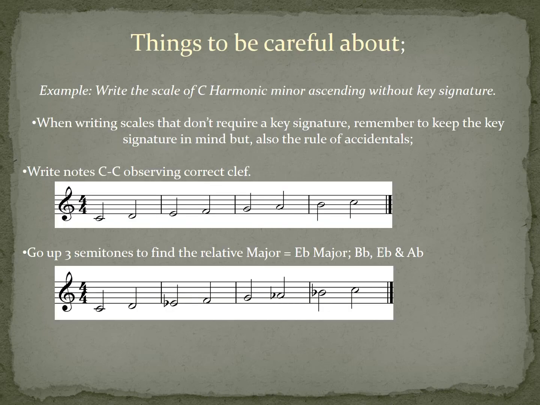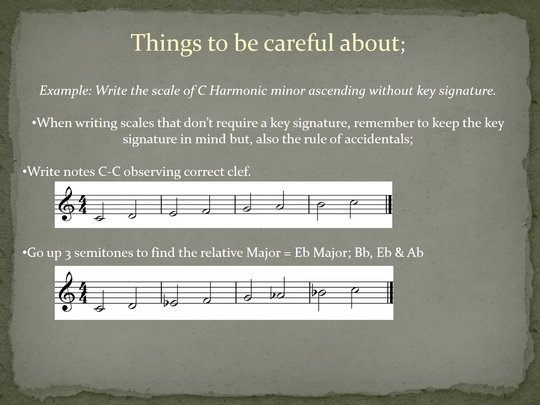Okay, so here's an example of some of the things that students consistently do wrong, especially when doing examinations. The example would be to write the scale of C harmonic minor ascending without a key signature. So when we're writing scales that don't require a key signature, you've got to remember to keep the key signature in mind, but also the rule for accidentals.